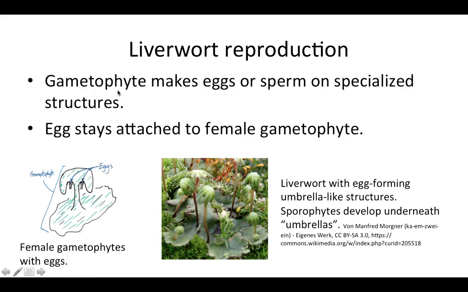So liverwort gametophytes are going to make eggs or sperm on specialized structures. This is going to be true for mosses and hornworts as well. When the female gametophyte makes the egg, it is going to stay attached to the gametophyte. So we have a sketch here of that ribbon-like shape, and there's this umbrella-like shape on it. The eggs are formed in these little tubes hanging down underneath the umbrella-like form. And you can see what this looks like in reality. The umbrella sort of has this finger-like look to it, and the eggs are underneath where we can't really see them.